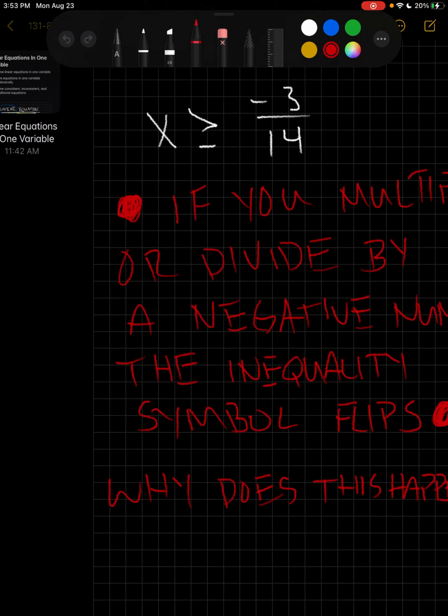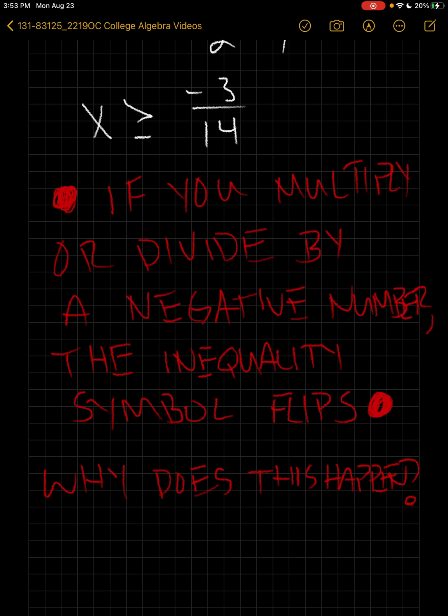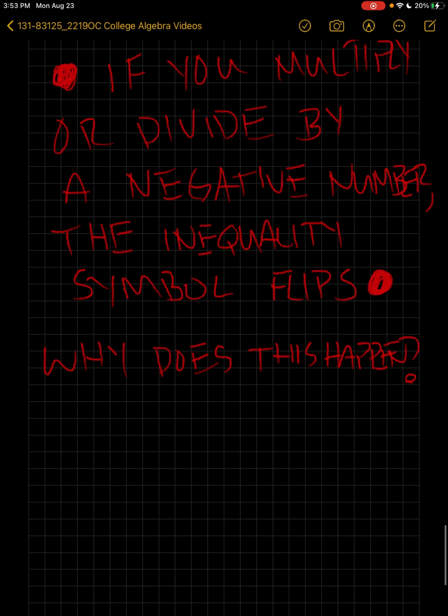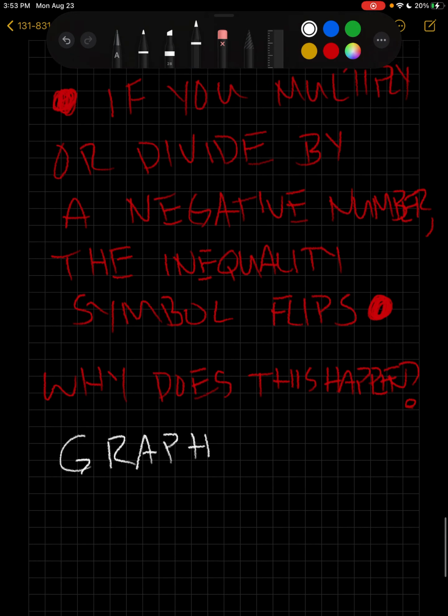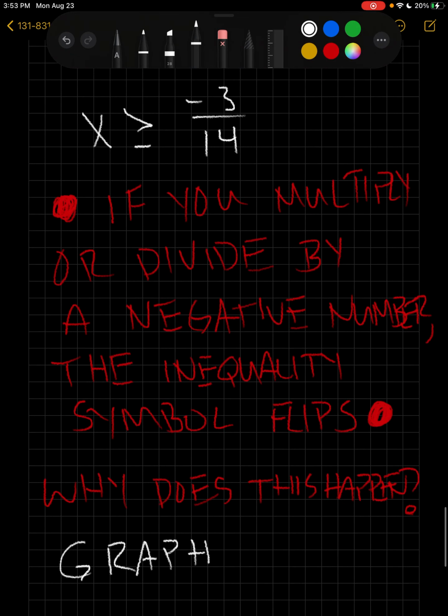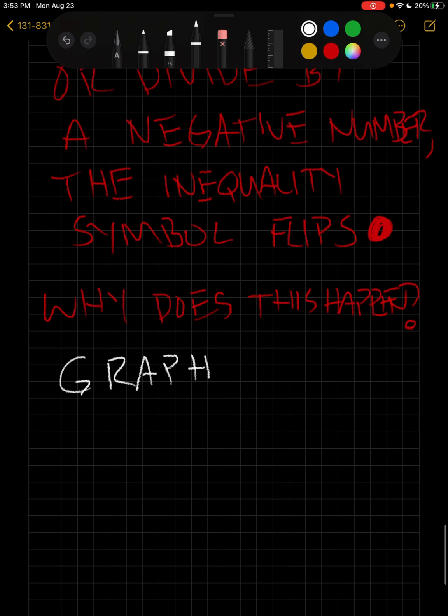Oh, but you guys probably want to see this in interval notation and such, right? I bet you do. Let's format our answer nicely. Let's graph it. Let's take a look at it in set builder and interval notation just to give you practice with that. So let's first graph this number. So we know that x is greater than or equal to negative 3 over 14.